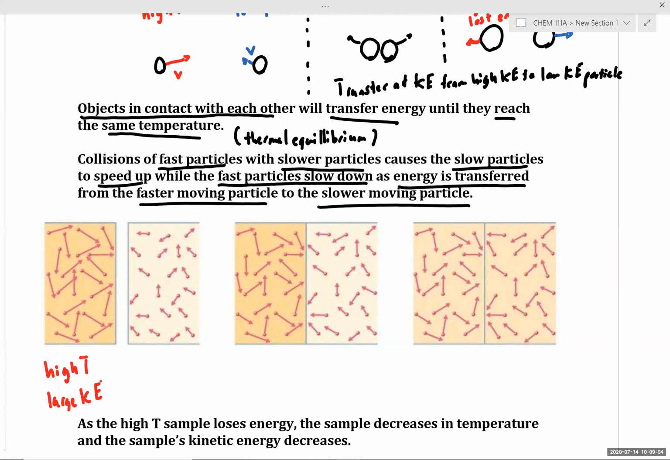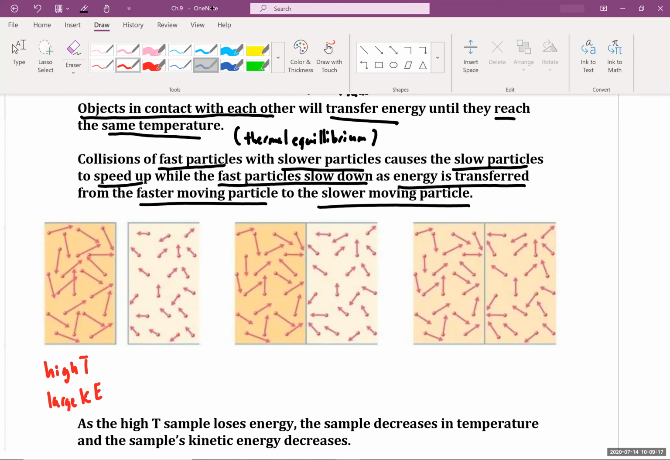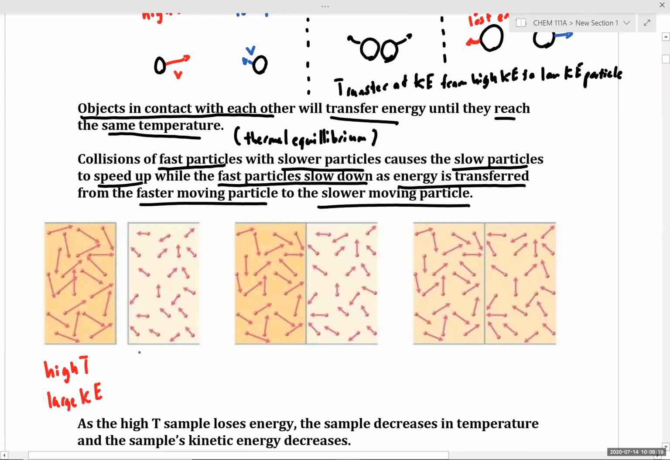Do we see a depiction of a large or small velocity for this high temperature sample? Yep, a large velocity, right? We see these large arrows indicating a large amount of molecular motion. So we have our low temperature sample with a relatively small kinetic energy. The particles are allowed to collide.